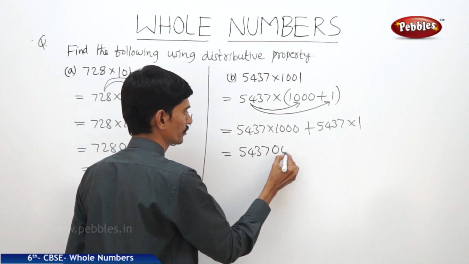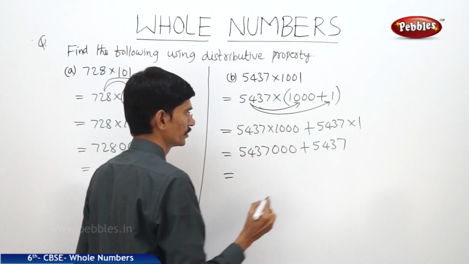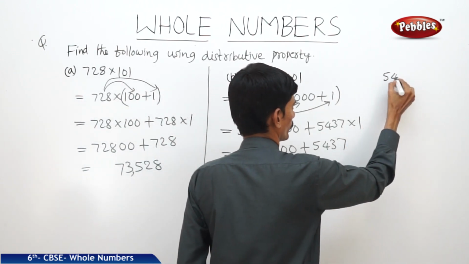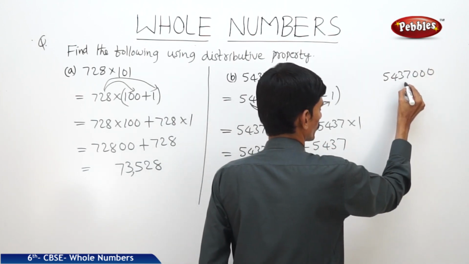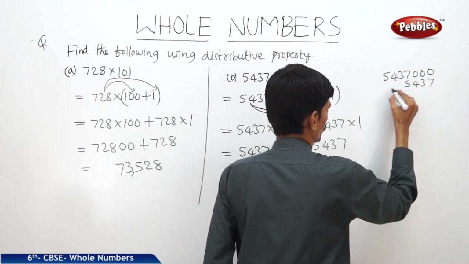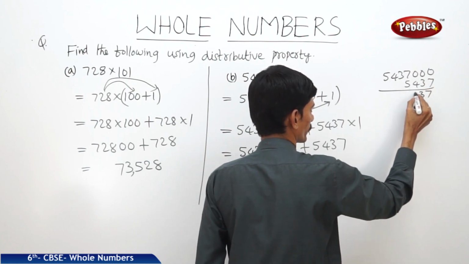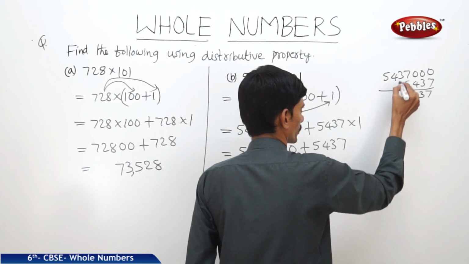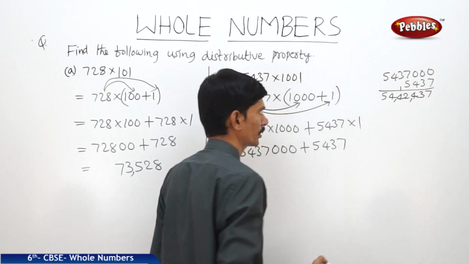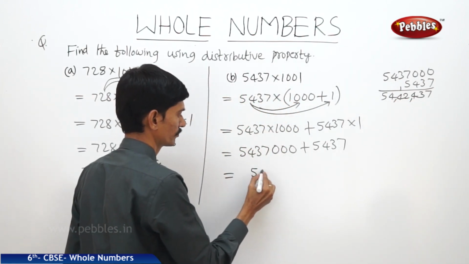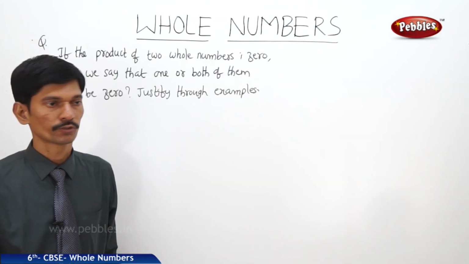So this equals 5437 with 3 zeros plus 5,437. Here 0 plus 7 is 7, 0 plus 3 is 3, 0 plus 4 is 4, 7 plus 5 is 12, 3 plus 1 is 4, 4 and 5. So the answer is 5,442,437. Now let us see the next question.